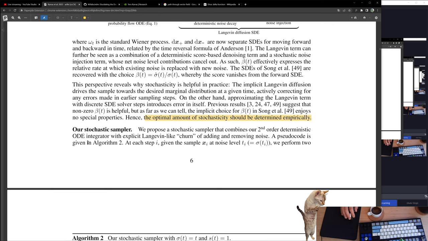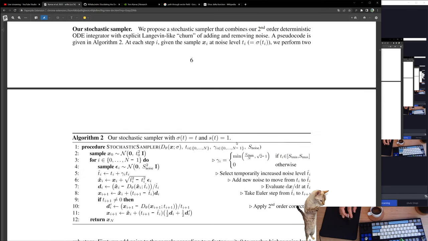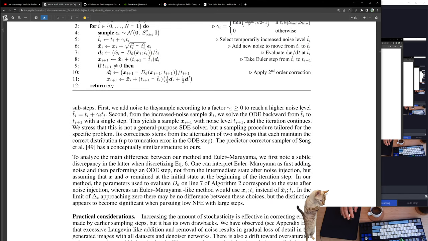Churn of adding and removing noise. At each step i, the sample xi at noise level ti, we perform two substeps. First, we add noise to the sample according to a factor to reach a higher noise level. Second, from the increased noise sample, we solve the ODE backwards from ti to ti plus 1 with a single step. This yields a sample xi plus 1 with noise level ti plus 1, and the iteration continues. This is not a general purpose solver, but a sampling procedure tailored for the specific problem. Its correctness stems from the alternation of two substeps that each maintain the correct distribution.